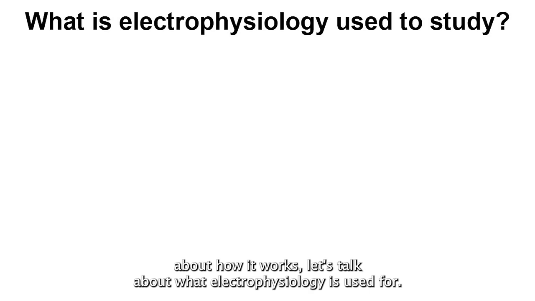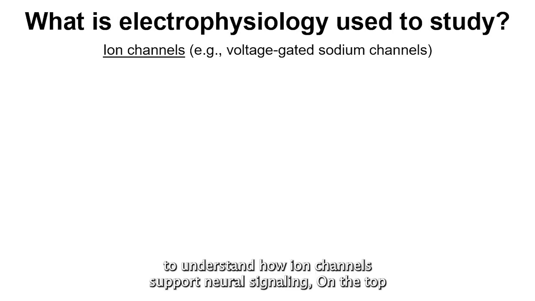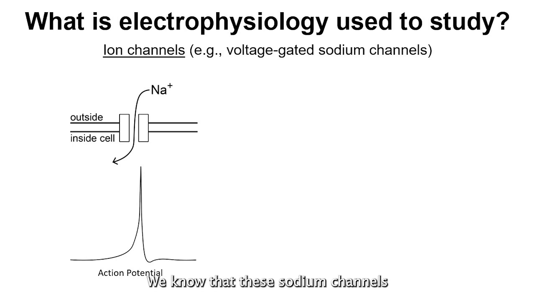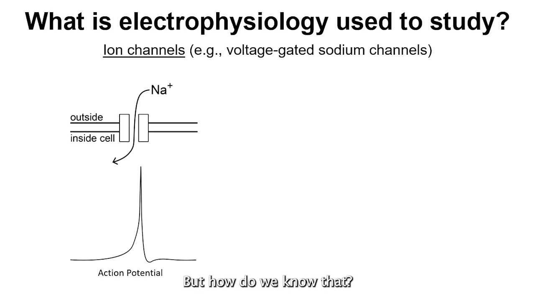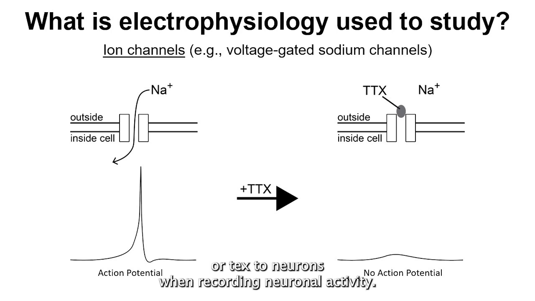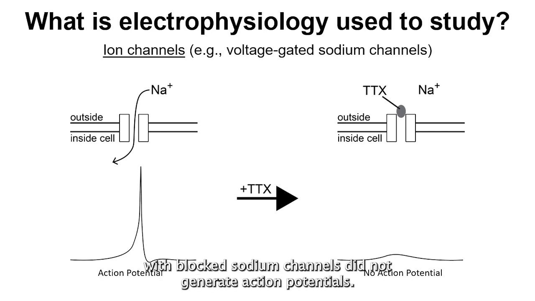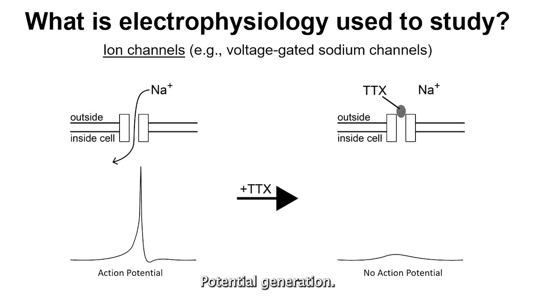So now that we know a bit about how it works, let's talk about what electrophysiology is used for. Intracellular electrophysiology can be used alongside pharmacological tools to understand how ion channels support neural signaling. On the top is an open sodium channel, which allows sodium to flow into the cell. We know that these sodium channels are necessary for neurons to generate an action potential, but how do we know that? Researchers applied a sodium channel blocker, known as tetrodotoxin, or TTX, to neurons. When recording neuronal activity, they found that neurons with blocked sodium channels did not generate action potentials. Thus, they discovered that sodium channels are critical for action potential generation.